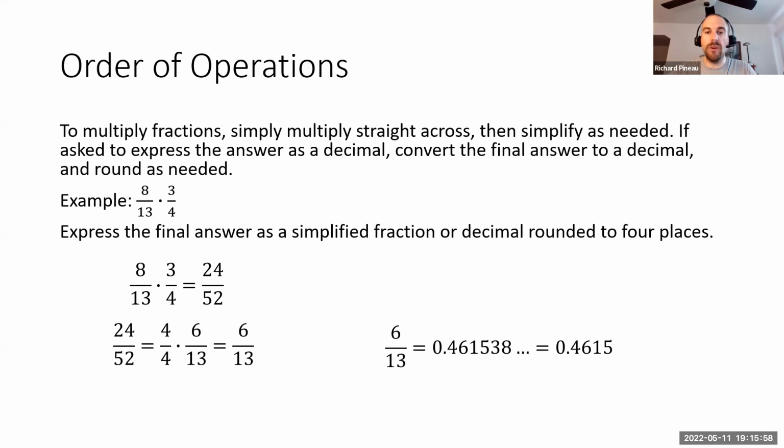6/13 as a decimal is 0.461538. My directions say round to 4 decimal places. I look at the 4th decimal place, I see a 5. I look at the digit to the right of that, which is 3. 3 means the 5 stays the same. So the answer here is 4,615 ten-thousandths.